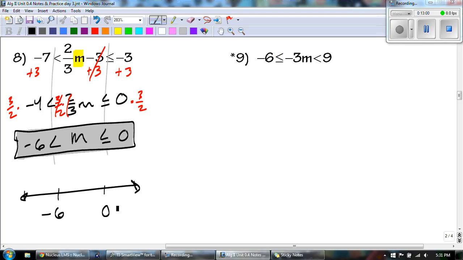Okay, let's see if I can get this one right. So at -6, I am open. At 0, I am closed. And then we shade the middle. Woohoo! Way to go, Mr.